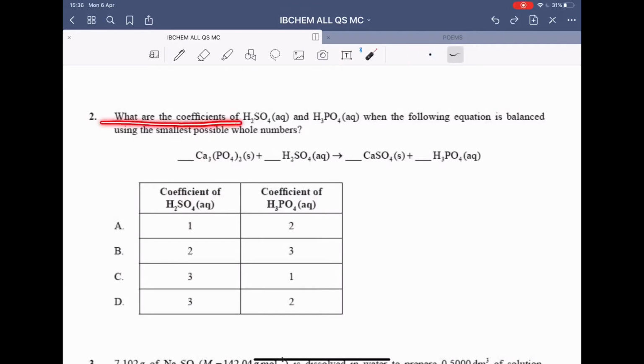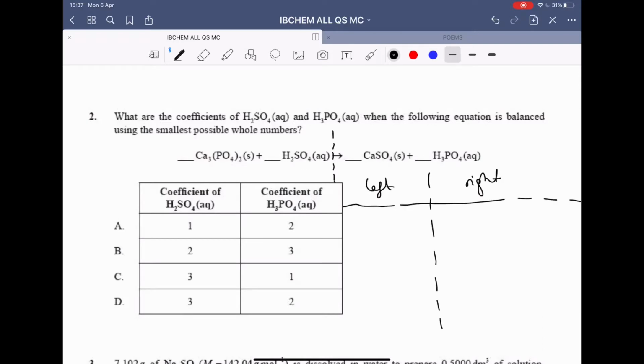What are the coefficients of H2SO4 and H3PO4 when the following equation is balanced using the smallest possible whole numbers? This is simply a balancing equations question, and the only way you're going to be able to improve on this skill is by practicing and practicing and practicing. If you Google online balancing equation questions, loads will come up. I like to split the left from the right, and then count how many of things there are on the left and how many things there are on the right.